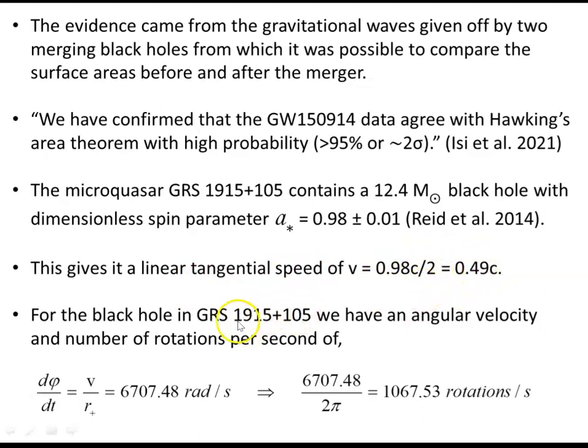Now, for the black hole GRS 1915+105, we have an angular velocity and number of rotations per second. The angular velocity, defined as v on r+, is 6,707.48 radians per second. Quite a lot. And to see how many complete rotations that is, divide by 2π, and you get 1,067.53 rotations per second, which I just think is a phenomenal number. Something with 12.4 times the mass of our sun compacted into a small space but rotating over 1,000 times per second is just phenomenal. It really amazes me every time I look at this number.